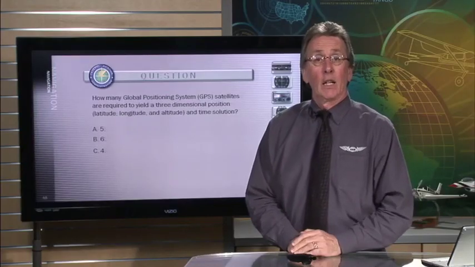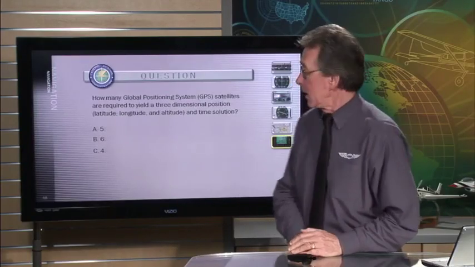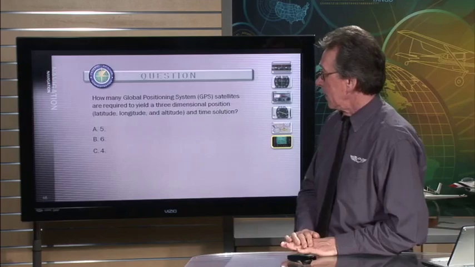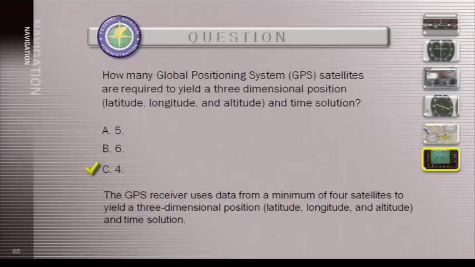And now for our final FAA test question for navigation. How many GPS satellites are required to yield a three-dimensional position, latitude, longitude, and altitude, and time solution? How many satellites, A, B, or C? Well, the correct answer is 4, C. The GPS receiver uses data from a minimum of 4 satellites to yield a three-dimensional position, latitude, longitude, and altitude, and time solution.